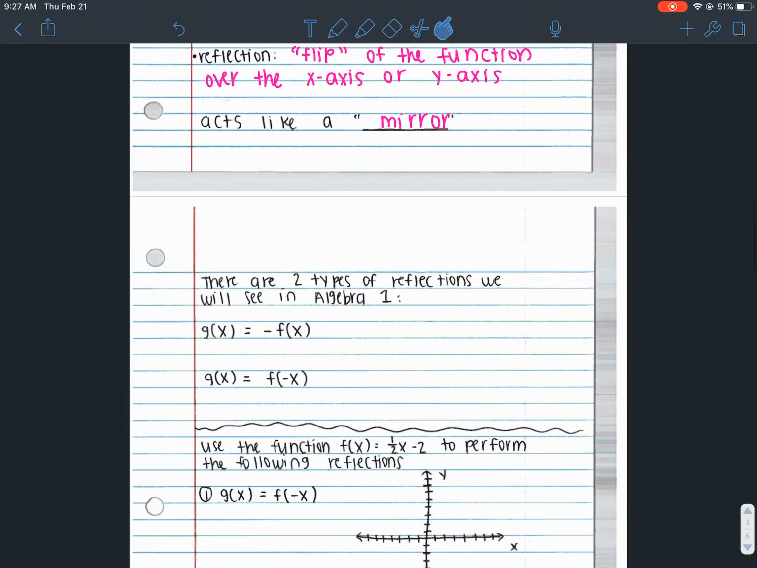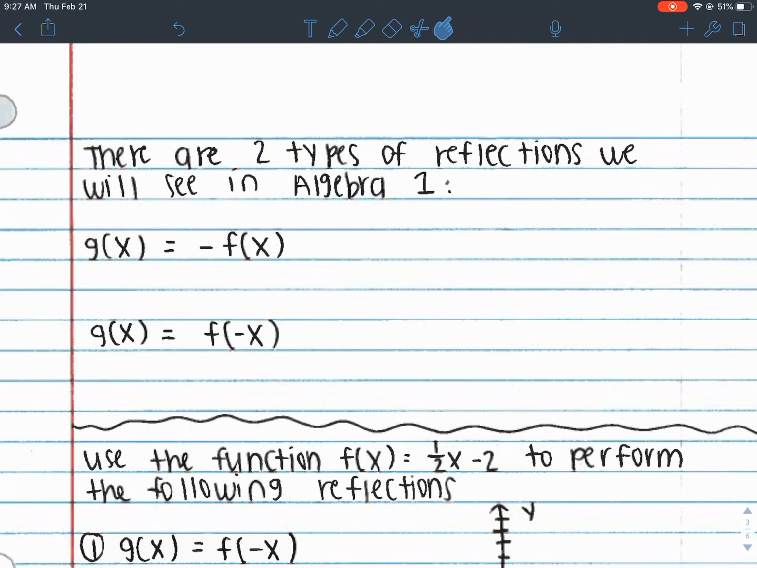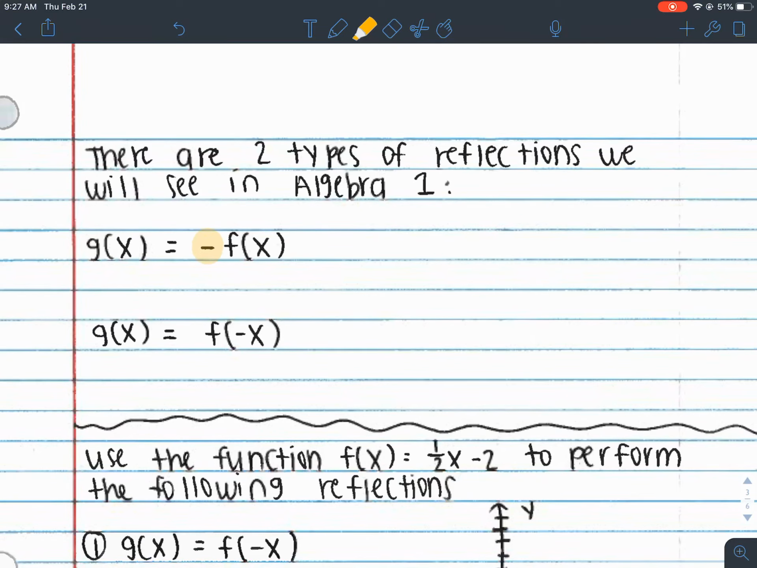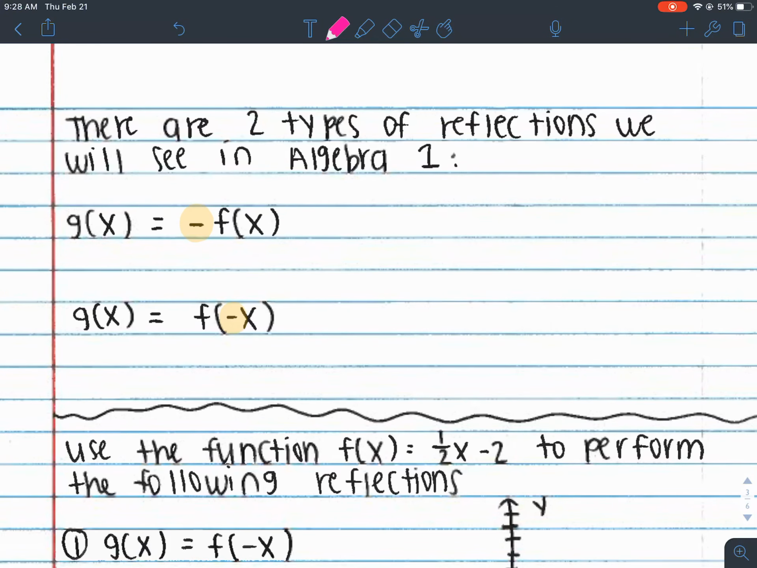Now we are going to talk about the 2 types of reflection that we see. The first type is g of x equals negative f of x, and then g of x equals f of negative x. Notice the difference between these two. The negative is on the outside here, and it's on the inside in here. Let's talk about the differences between the two. The first one is going to reflect across the x-axis. So it's going to flip over on the x-axis.